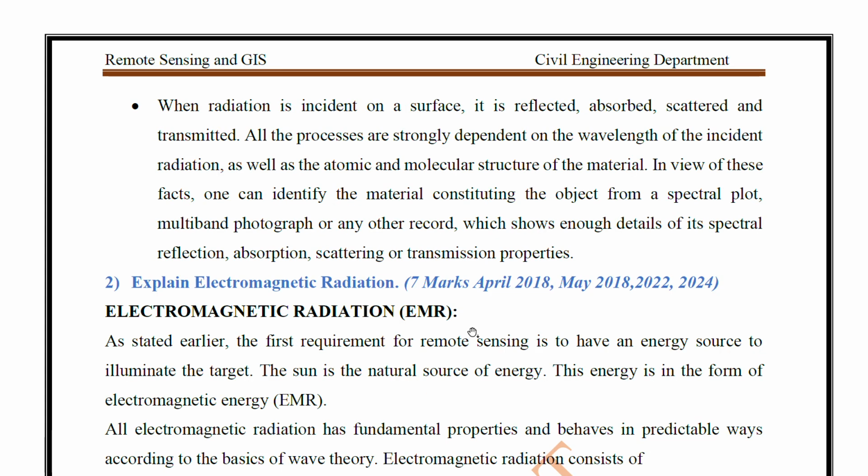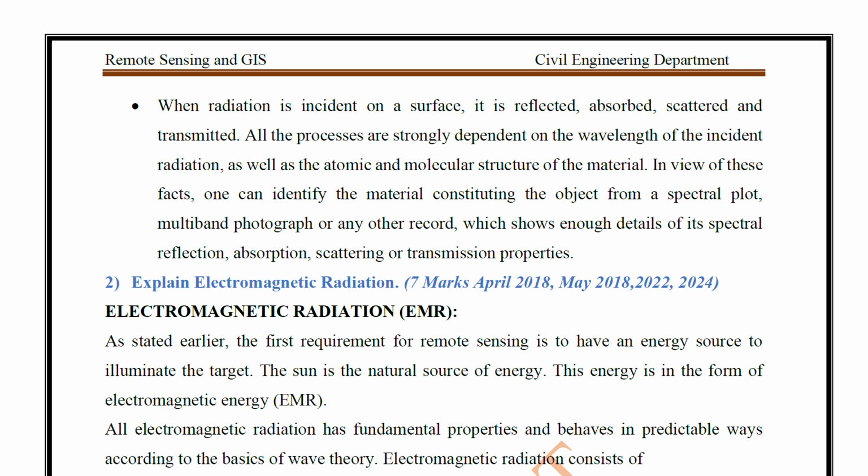When radiation is incident on a surface, it is reflected, absorbed, scattered, and transmitted. All these processes are strongly dependent on the wavelength of the incident radiation, as well as the atomic and molecular structures of the material.